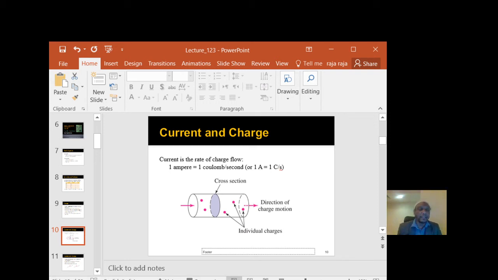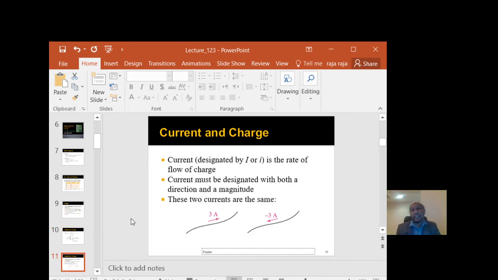So what does 1 ampere mean? It means 1 coulomb per second. So 1 coulomb of charge flows from one end to the other end within 1 second. That is called 1 ampere, the unit of current. In short, you can write 1 A equals 1 C/s, where S is second, C is coulomb, and A is ampere.